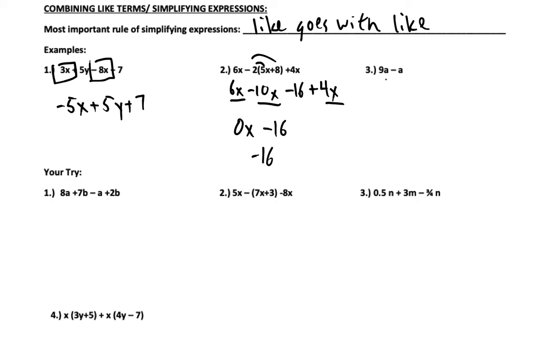What about this one? We have 9a minus a. These are like terms, but what's our coefficient? What's the number in front of a here? Remember that that's just a 1. Anytime we just have a minus or a plus, it's a 1. So this is the same thing as 9 minus 1 times a, or 8a.